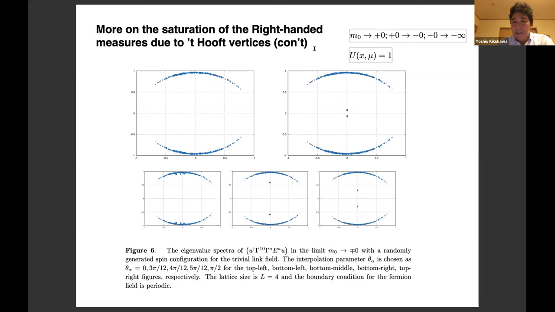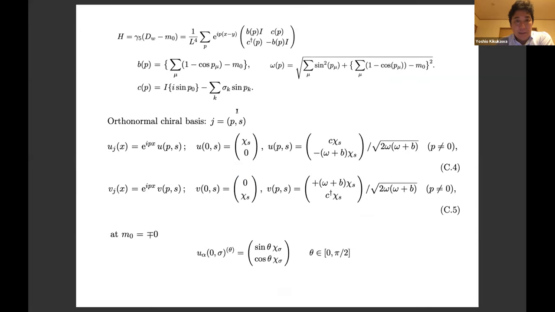But let me discuss what happened. If we let M naught go to zero from both sides, plus zero and minus zero. This is a formula for the chiral basis for the U field, right-handed basis or left-handed basis, in the limit M naught goes to zero.